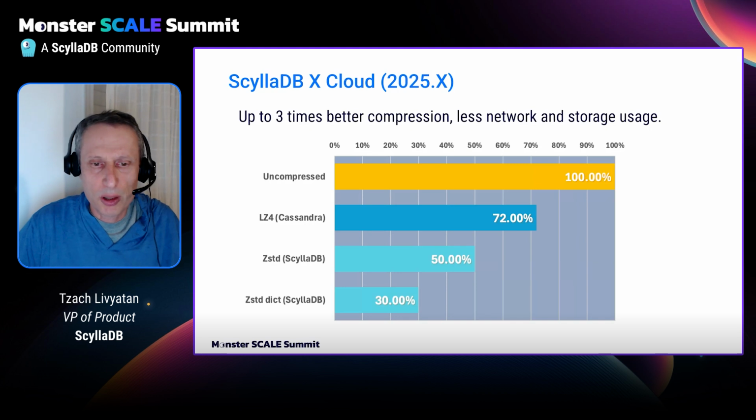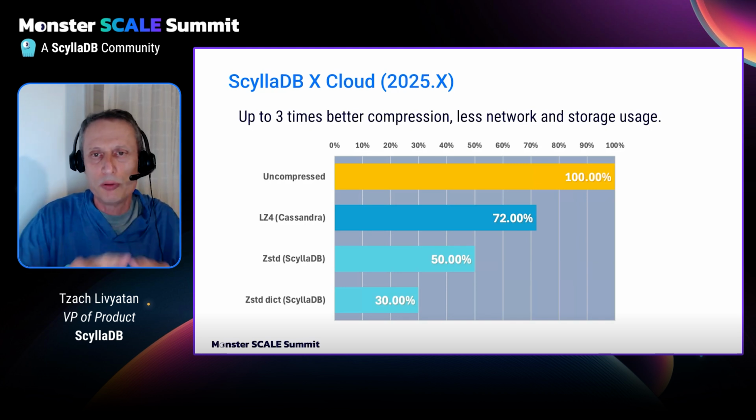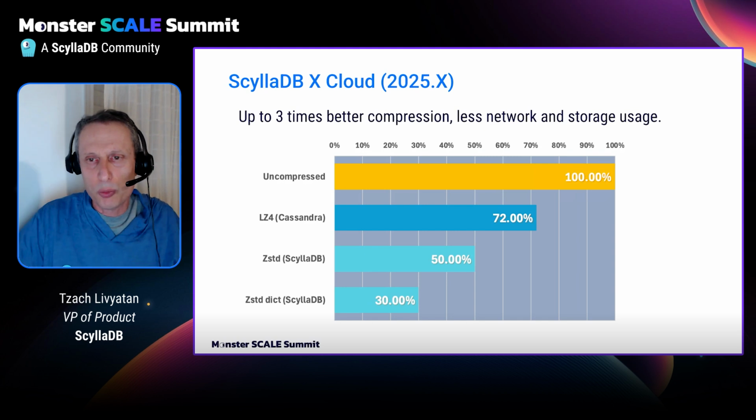A second thing that we implemented in recent Scylla releases is better compression of the data on the wire, on the network. Initially, we had LZ4 compression, and in the latest release we moved to ZSTD and ZSTD with dictionaries. I have to say the compression depends on the workload.